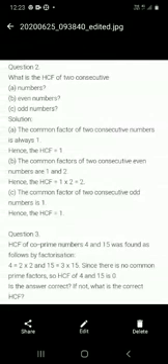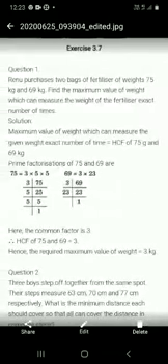Now we have question number 3. That is the last question of this exercise. HCF of co-prime numbers 4 and 15 was found as follows by factorization. You will complete it yourself. It is your home assignment. Now we will go through exercise 3.7.